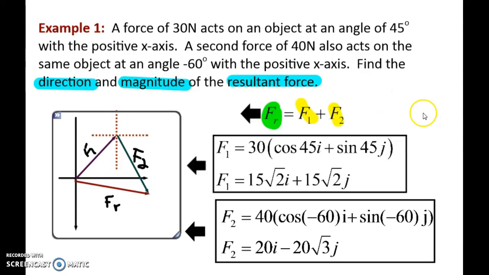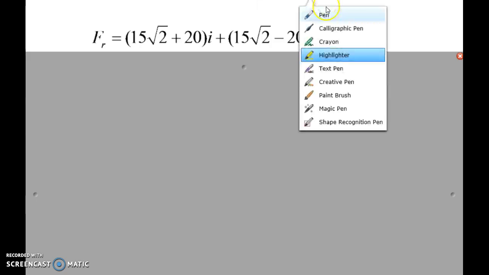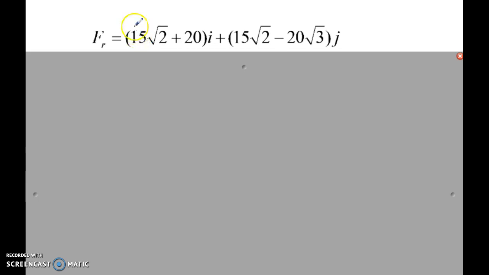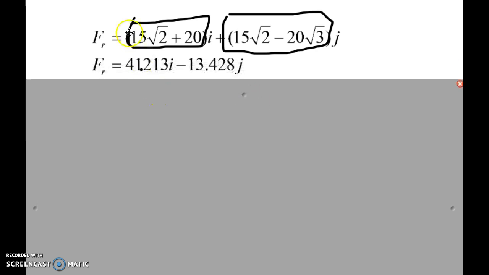So now how do I combine these two vectors? What do I do next? Hopefully you said you add the i components and you add the j components. So my i components are here, 15 root 2 plus 20, and my j components were here, 15 root 2 minus 20 root 3. And you have to then simplify these two things. So I went ahead and wrote them in decimals. So 15 root 2 plus 20 gives us 41.213. 15 root 2 minus 20 root 3 gives us 13.428.